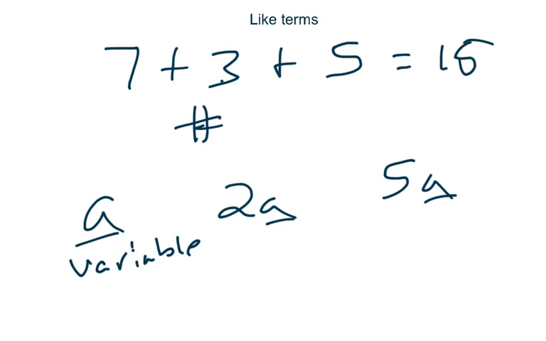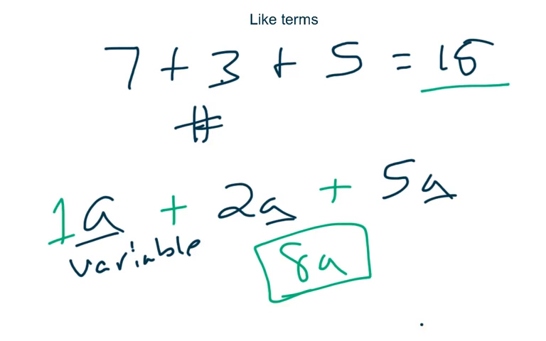If we add this up, when you have a variable by itself like this, what you can then add is a number in front of it. In that case it is 1. So now you have 1 plus 2A plus 5A. 1 plus 2 is 3, and 3 plus 5 is 8A. So your answer is simply 8A, or in this case it is 15.